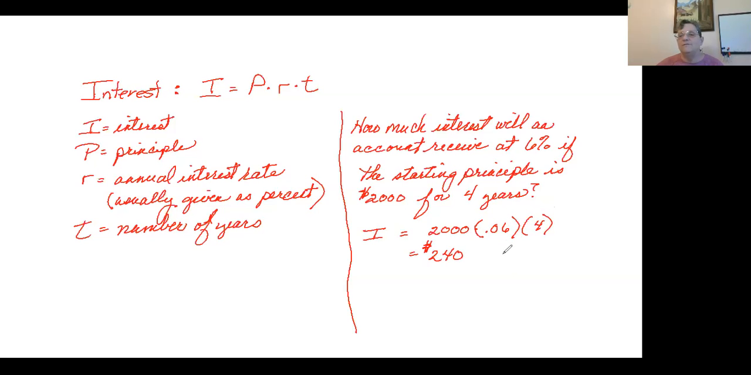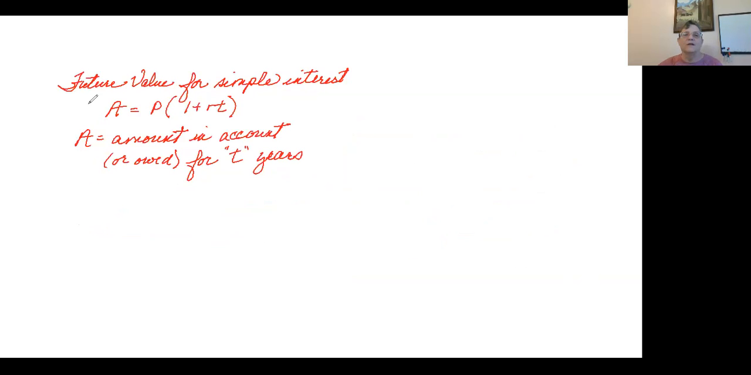Now this also means that if you borrowed $2,000 at 6% for 4 years, and it was a simple interest loan or an add-on interest loan, they call it, that you would have to pay $240 in interest. The future value means how much is going to be in the account after they've put the interest in over that many years, or how much you would owe altogether if you got a loan at simple interest for that many years.